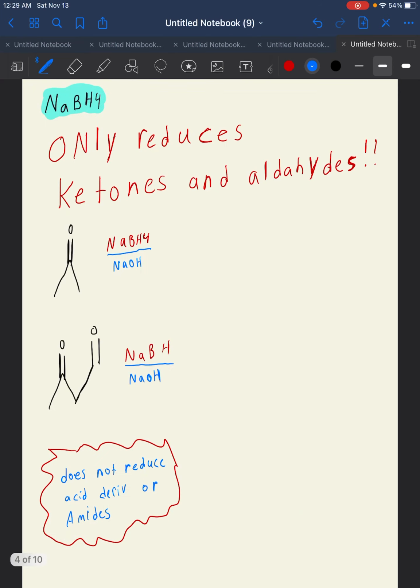But moving on to the next reduction, we have NaBH4. It only reduces ketones and aldehydes. So, here's some examples. It will reduce this ketone into something that looks like this. We'll reduce this compound into something that looks like this. And once again, it does not reduce acid derivatives or amides. It only reduces ketones and aldehydes, and that is NaBH4.